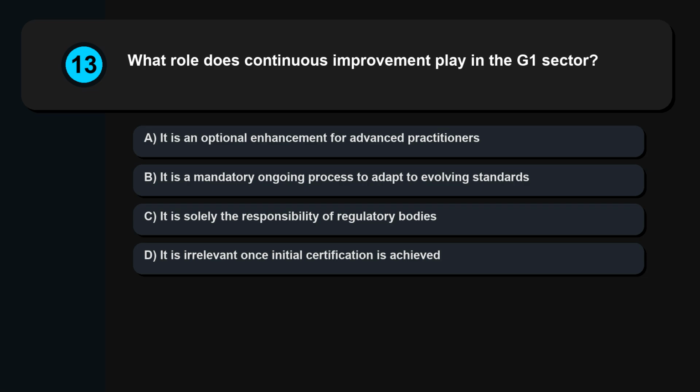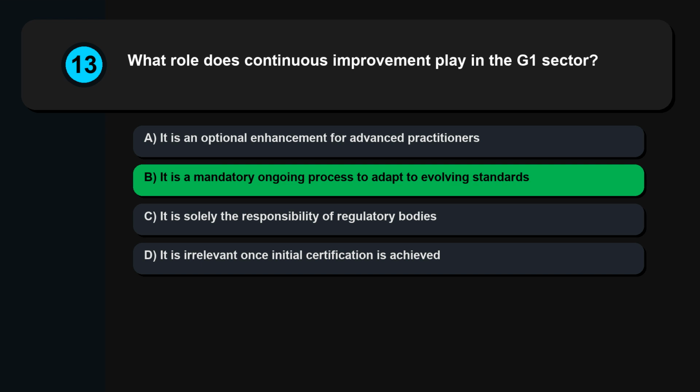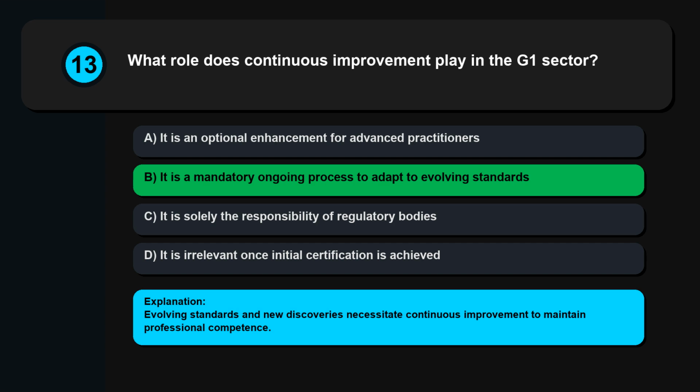Question 13. What role does continuous improvement play in the G1 sector? It is an optional enhancement for advanced practitioners. It is a mandatory ongoing process to adapt to evolving standards. It is solely the responsibility of regulatory bodies. It is irrelevant once initial certification is achieved. Evolving standards and new discoveries necessitate continuous improvement to maintain professional competence.